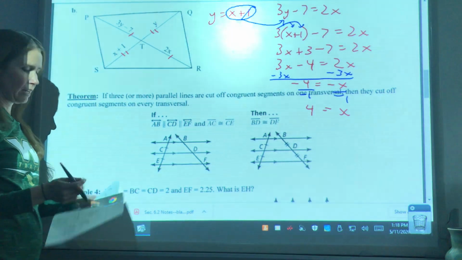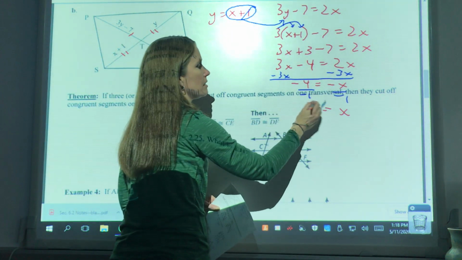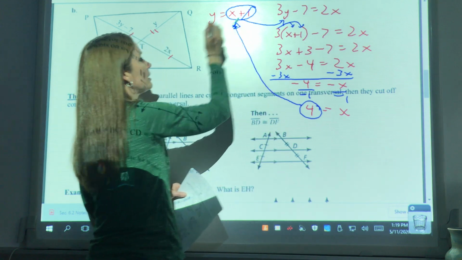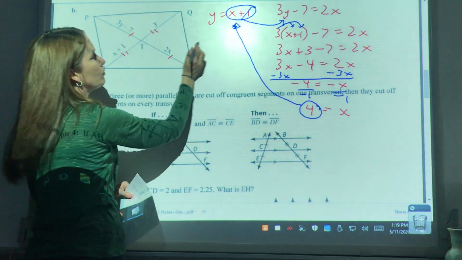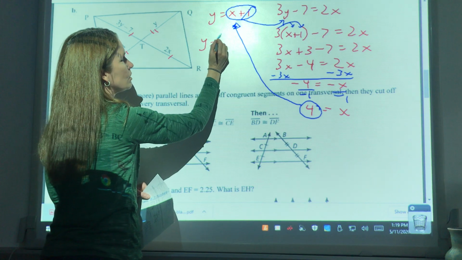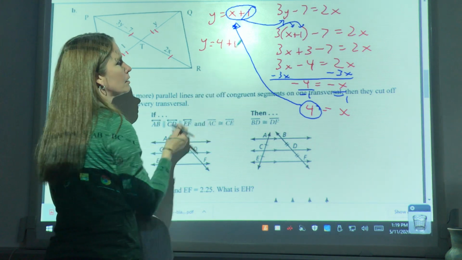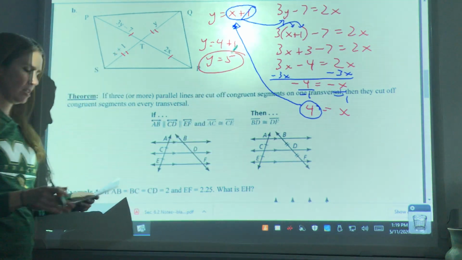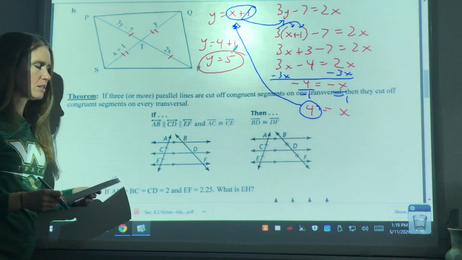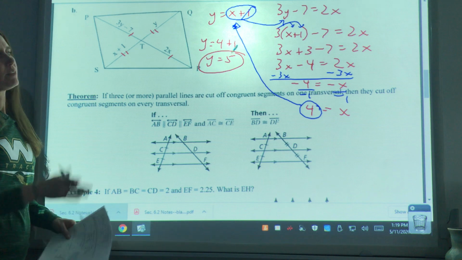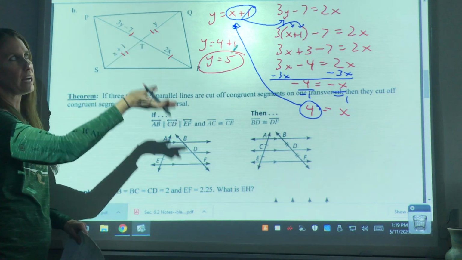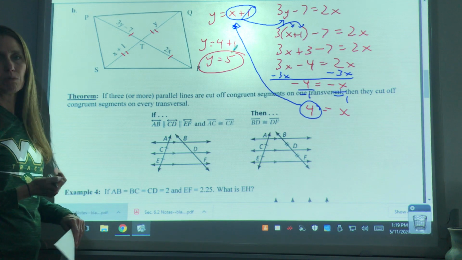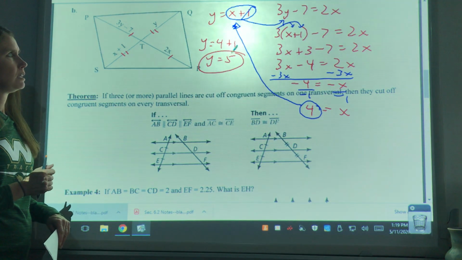So once I know what x is, then I can take this information and substitute it back in up here for x's place. And when I do that, I've got y is equal to 4 plus 1, which gives me y is equal to 5. And so again, I got x is equal to 4, y is equal to 5. If I want to take those answers, plug them back into the original equations to make sure that it equals out on both sides, I can do that as well.